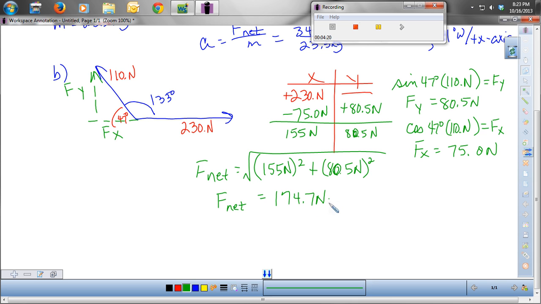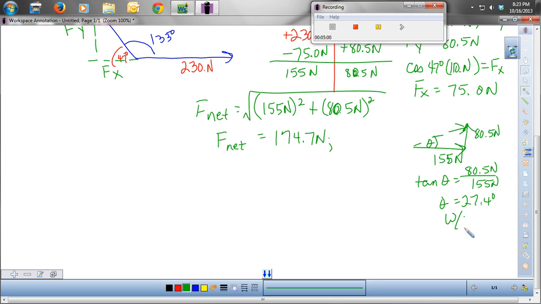And then I said, well, I need theta, so the tangent of theta is going to be 155 to the x positive and 80.5 on the y, and it's positive. So here's my theta. The tangent of theta is 80.5 over 155. So theta is going to be 27.4 degrees. And again, it's with the positive x-axis.